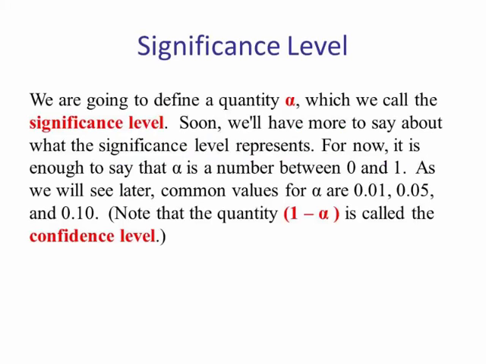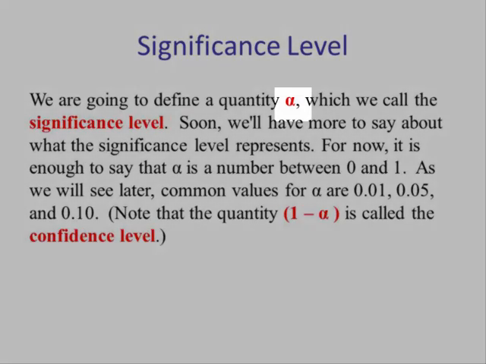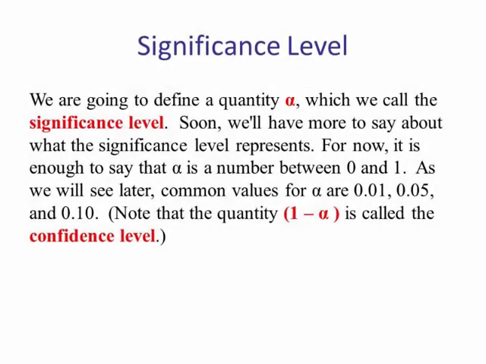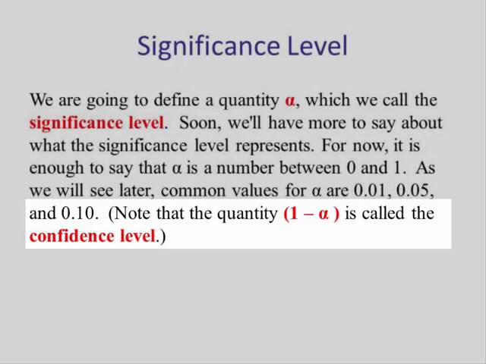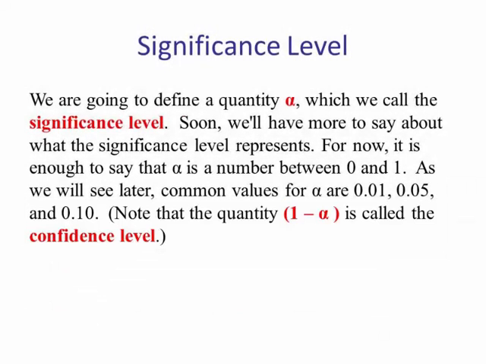Significance level. We are going to define a quantity, the Greek letter alpha, which we call the significance level. We'll have more to say about what the significance level represents, but for now it's enough to say that alpha is a number between 0 and 1, and as we'll see later, common values for alpha are 0.01, 0.05, and 0.10. Now the quantity 1 minus alpha is what's called the confidence level, and this is the first thing that can affect how large the margin of error is.